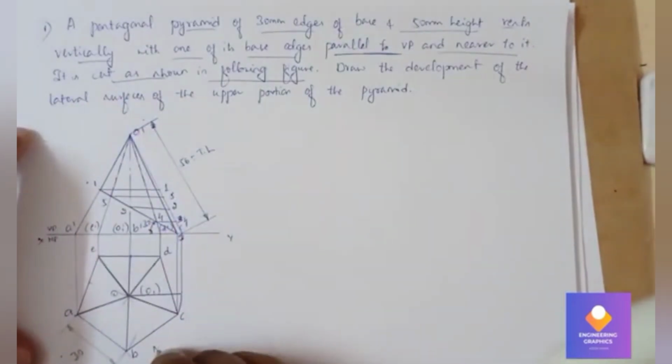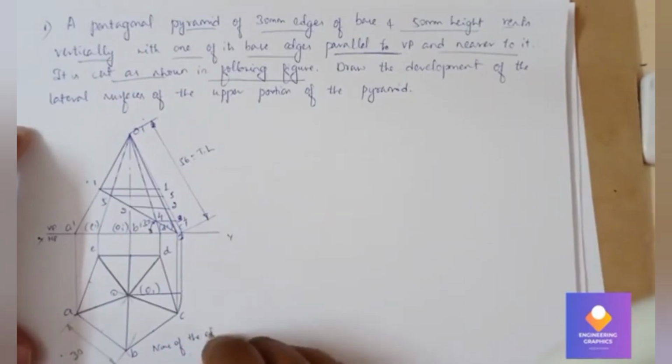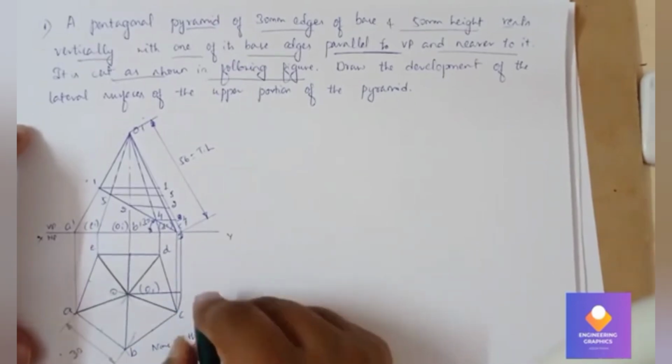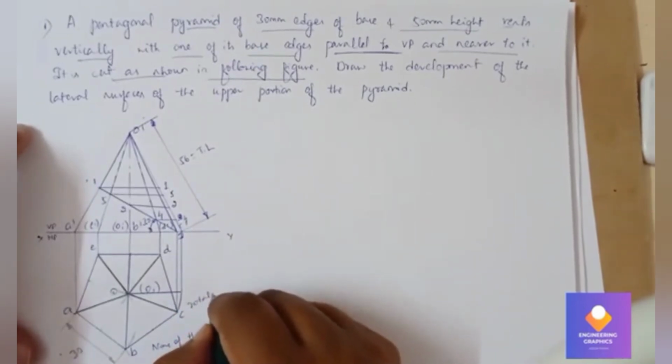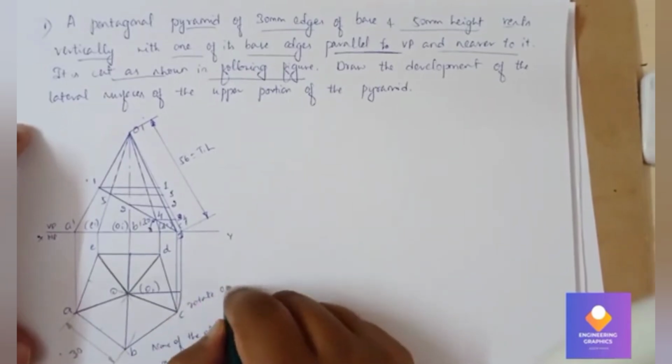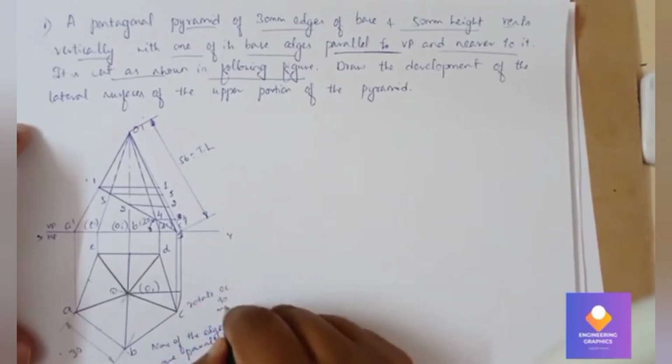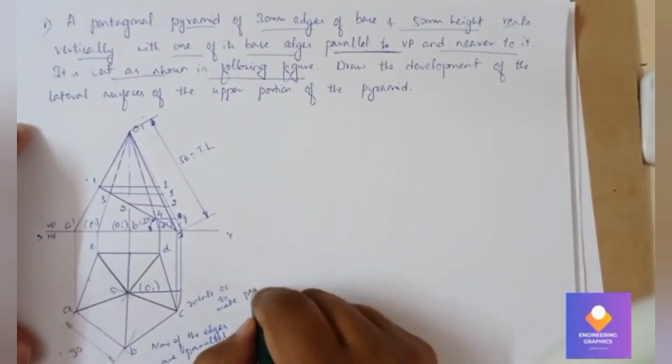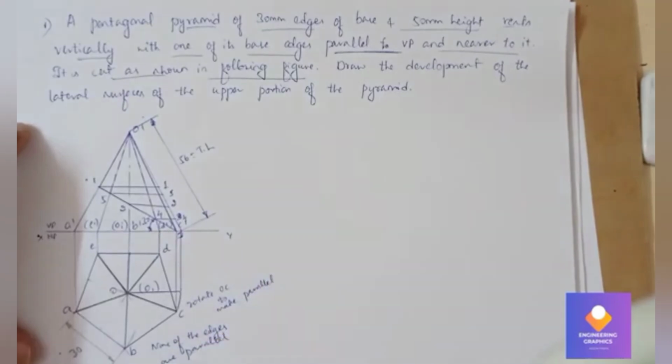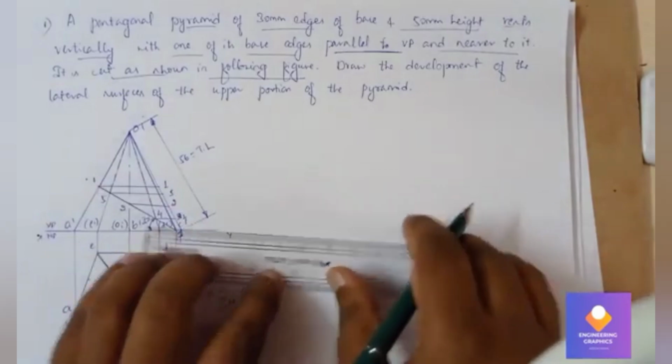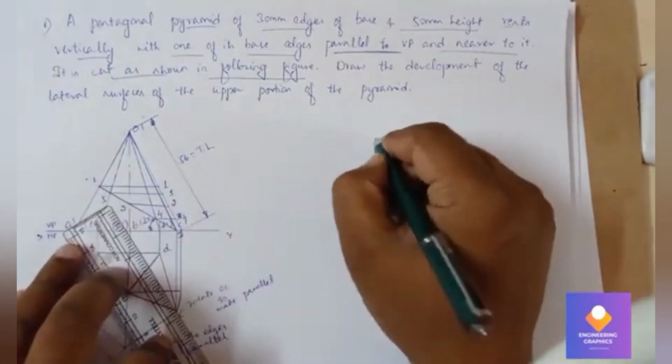We don't have any true length here, so none of the edges in the top view, that is OC, OB, OD, are parallel here. So we have to make it parallel by rotating OC, making it parallel, and then project it upward. In this problem we have made it parallel, and then project it, we are getting the new true length here. Okay, new true length. On the true length we have projected 1 2 3 4 5.